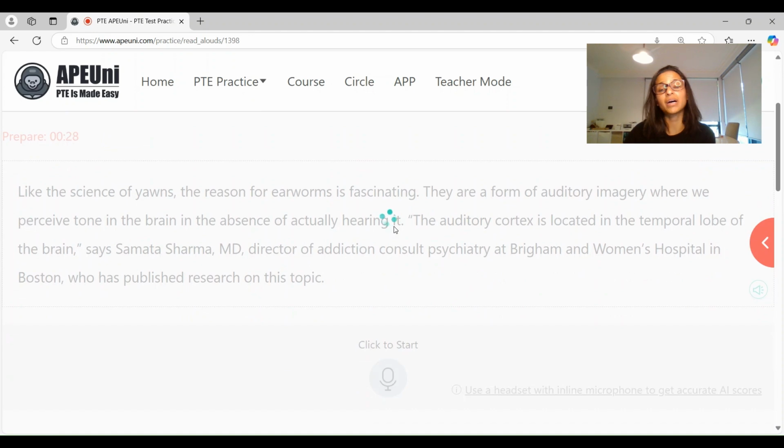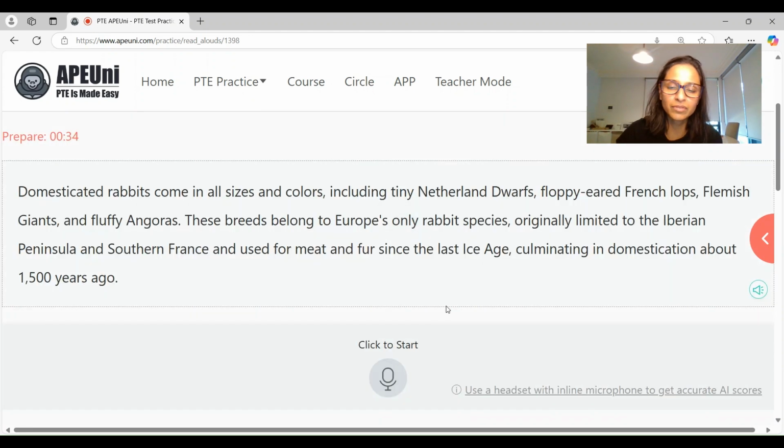Get ready for it. So I'm just going to read maybe half the content. All right. Let's see, but I will do all of the words in that half content, okay? Domesticated rabbits come in all sizes and colors, including tiny Netherland dwarfs, floppy-eared French lops, Flemish giants, and fluffy Angoras.